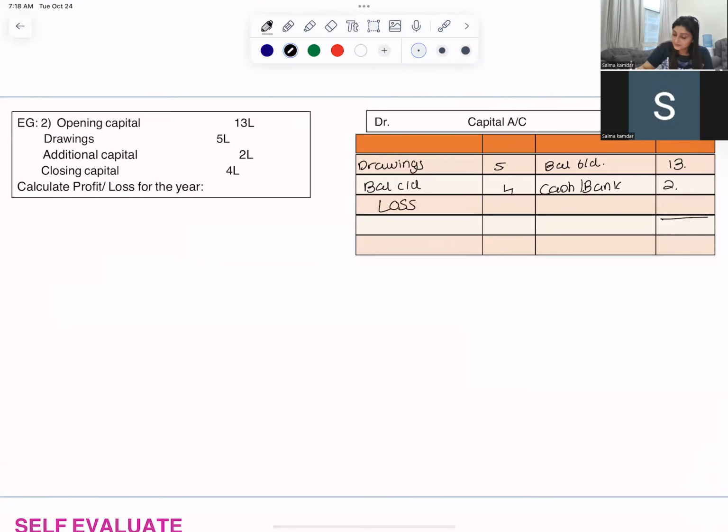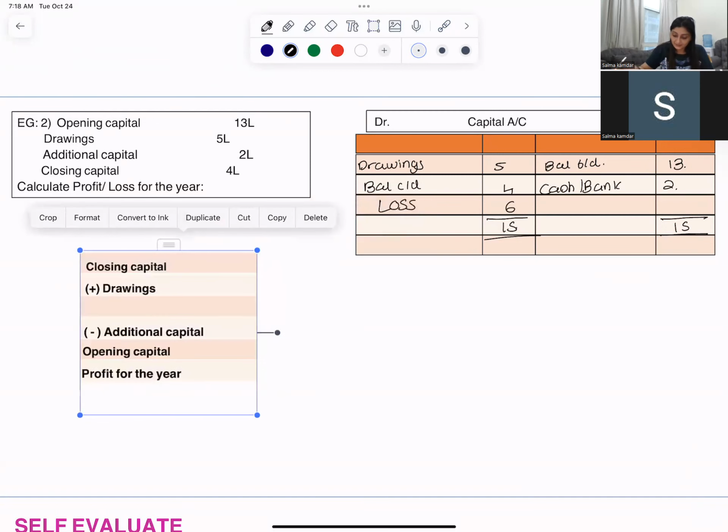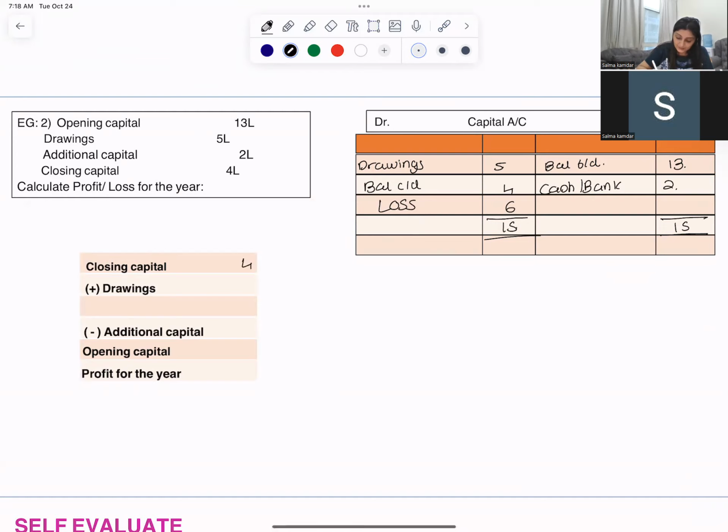If you look over here, the total of your credit is more. That means you're getting a loss. 15 minus 9, your loss is of 6. When I put the format, I will see my closing capital is 4. Drawings is 5. So the total is 9. Additional capital is 2. Opening capital is 13.